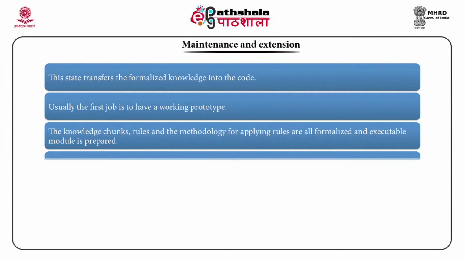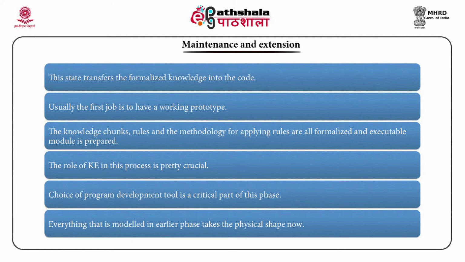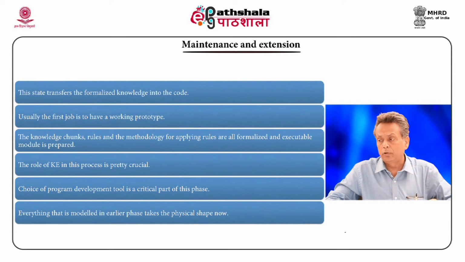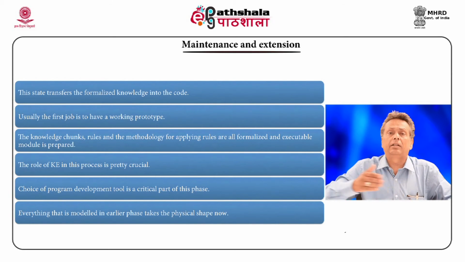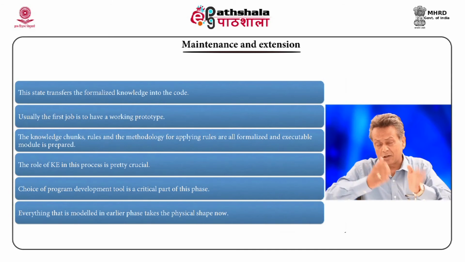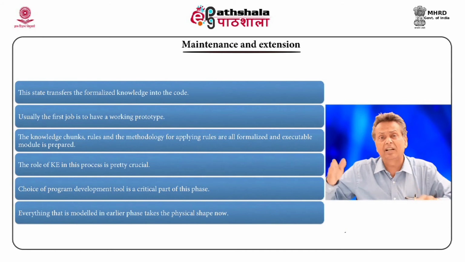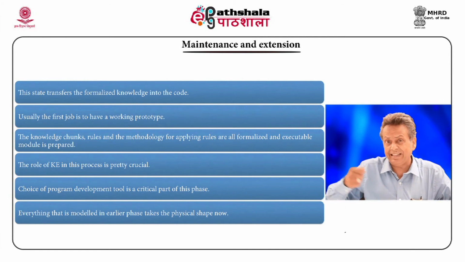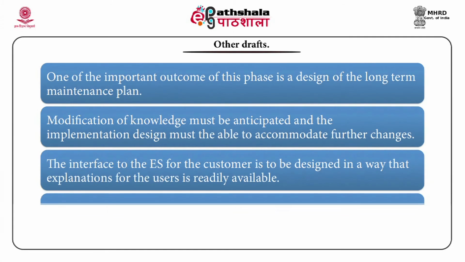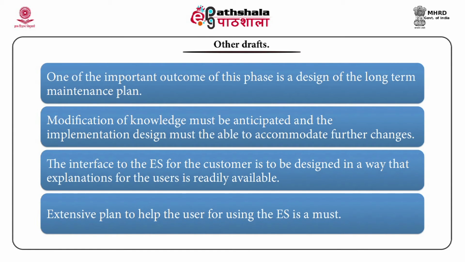This stage converts the formalized content into code. That is the minimum thing that you do in this phase. And its very crucial part is KE and developer communication. Now the expert has obviously given his knowledge, and that knowledge is to be completely modeled into a computer program. So the communication between the KE and the developer is pretty critical here. And it produces a lot of other important outcomes.